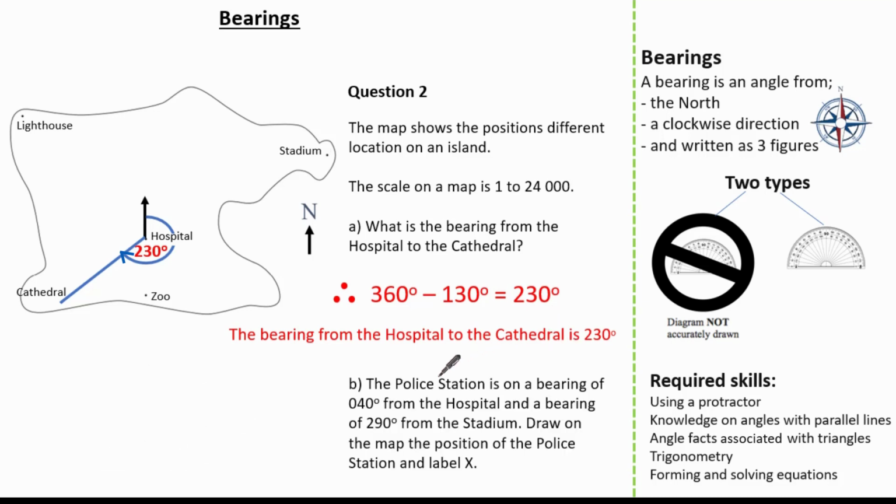It states that the police station is on a bearing of 040 degrees from the hospital and a bearing of 290 degrees from the stadium. We're asked to draw on the map the position of the police station and label it X. See if you can give it a go and press pause if you need.